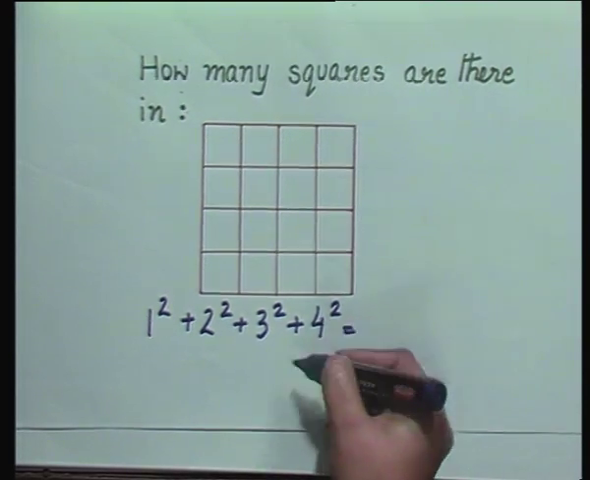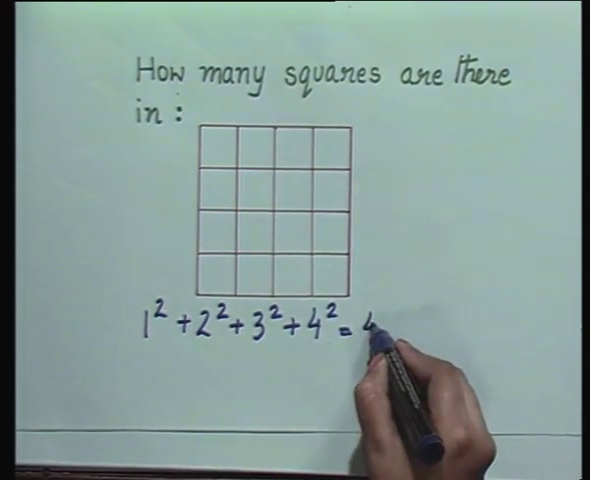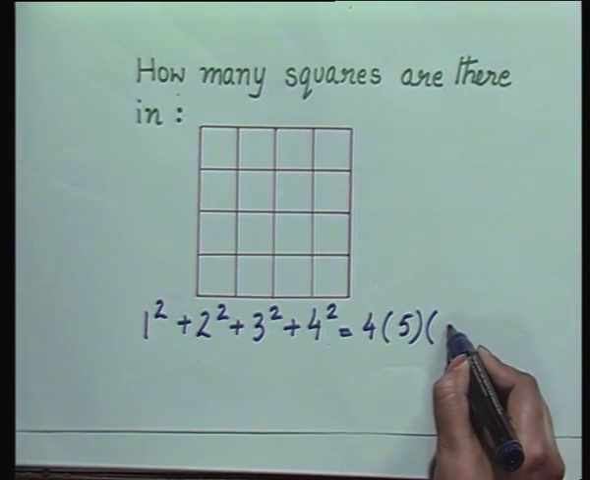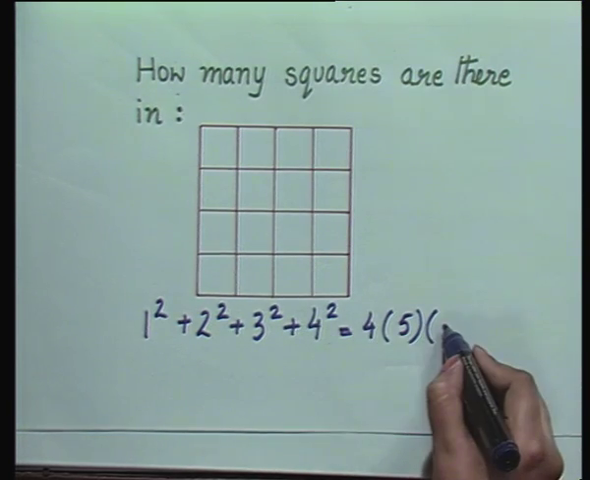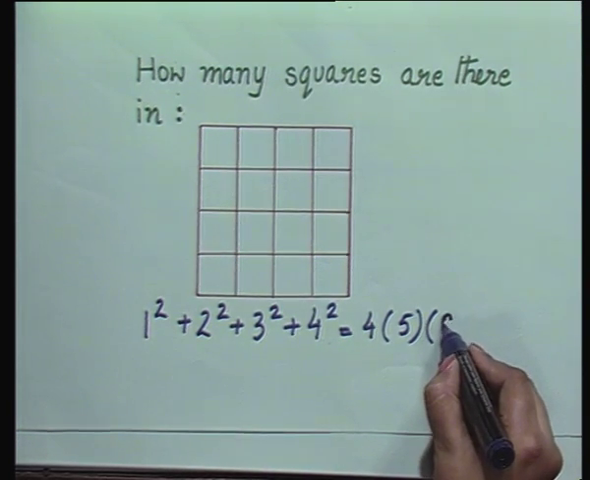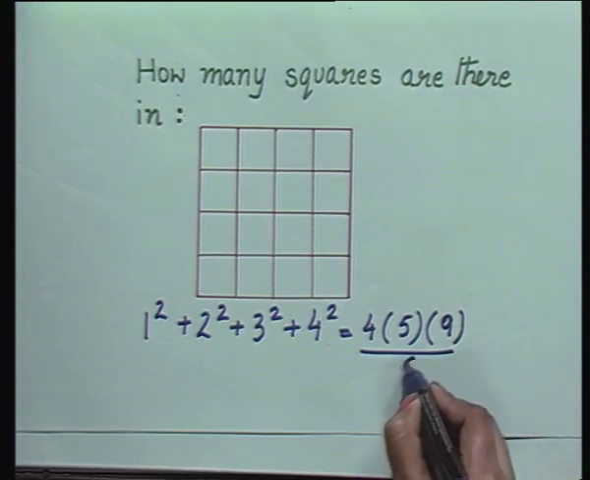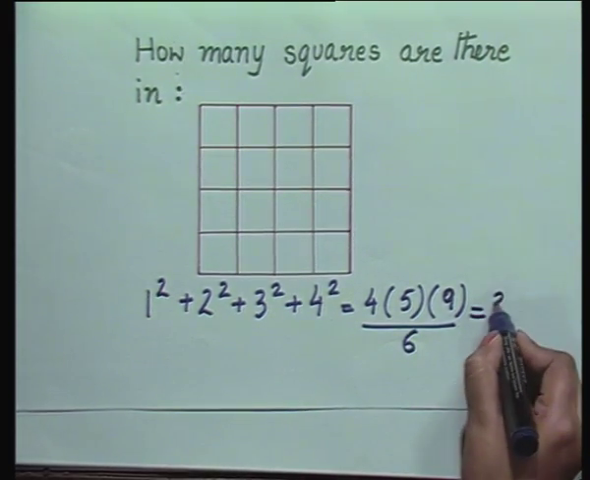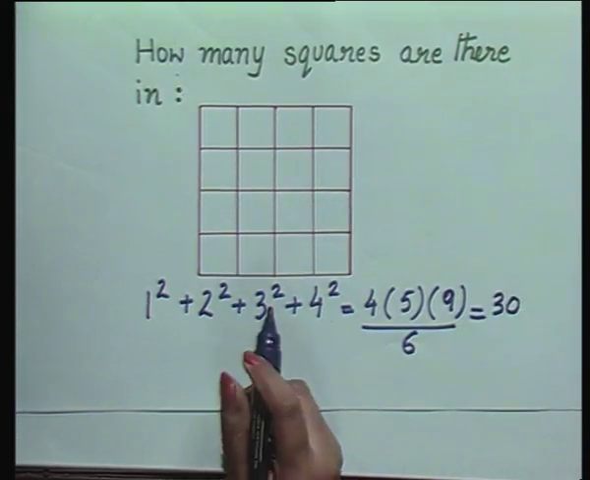But you don't have to simplify all of them. You can use the result n into n plus 1 into 2n plus 1. So it's 2 into 4, and that will give you 8 plus 1, 9 by 6. And as you said, on simplification, it will give you 30 as the total number of squares present in the figure without actually making an effort to count all the little and the big ones. That was an interesting application I thought I should share with you.